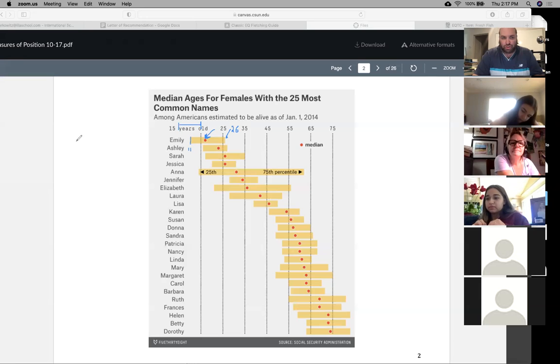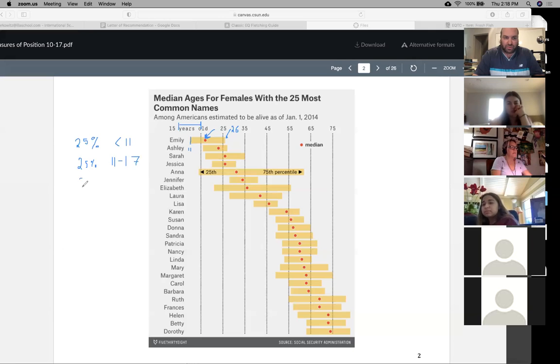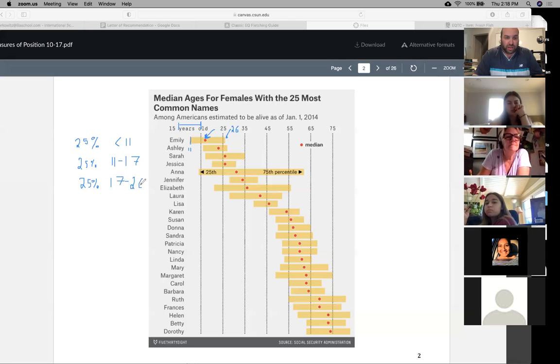That means 25% of Emily's are younger than 11. 25% of Emily's are between what two ages? 11 to what? 17. 11 to 17. The next 25% of Emily's are between what ages? 17 to what age? 26. To 26. And the next 25% of Emily's are between what ages?